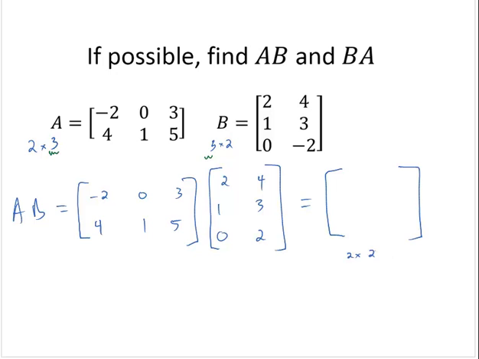All right, so what we do is, to find the element that goes in element 1,1, we take the first row of the first matrix and multiply it by the first column of the second matrix. So we would have negative 2 times 2 plus 0 times 1 plus 3 times 0. And so that becomes negative 4.